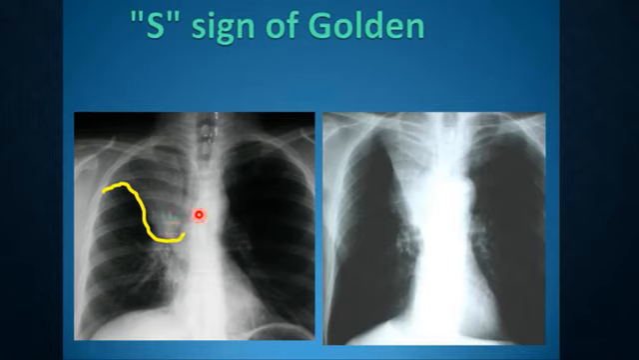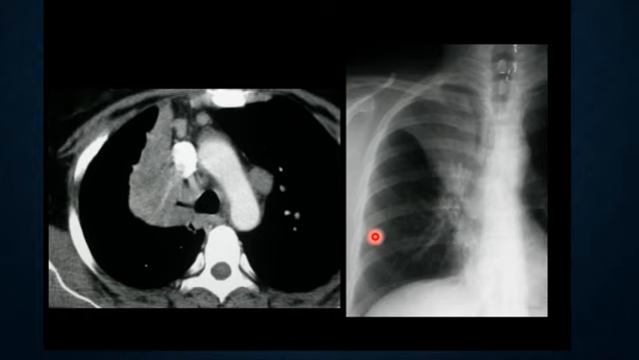We will see a lot of examples. Just give me a few minutes, okay? This S shape might be straight. It's the same. Again, it's the S sign of Golden. It's not necessary that it makes an S, okay? For example, you can see here.